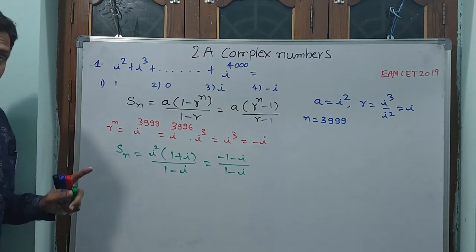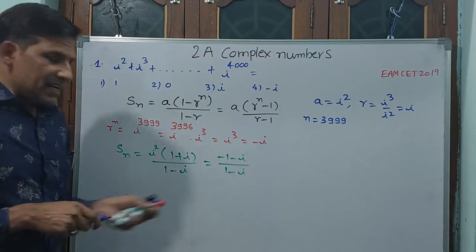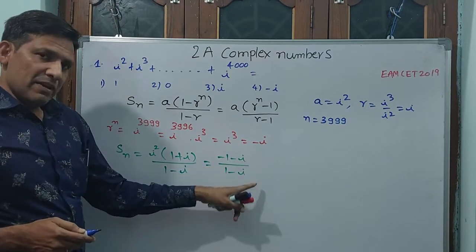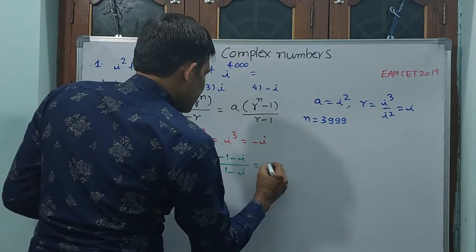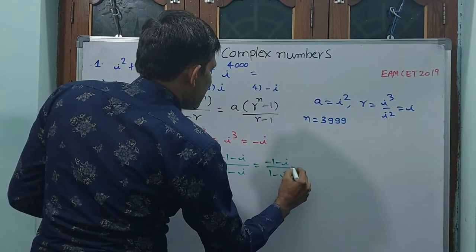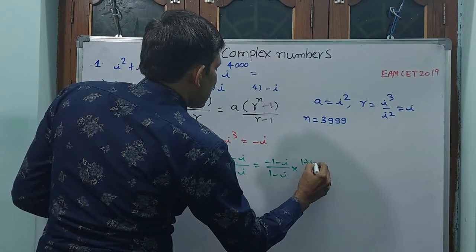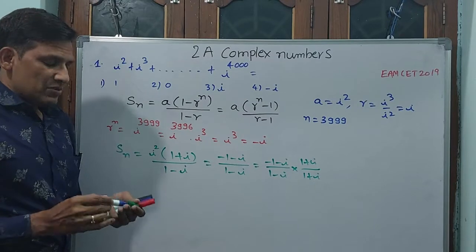Okay. Now what you have to do? You have to rationalize this. Let us rationalize. That means 1 plus I, you divide by the conjugate of this denominator. You see what I am writing? That is equal to (minus 1 minus I) by (1 minus I) into (1 plus I) divided by (1 plus I). Rationalization we are doing.